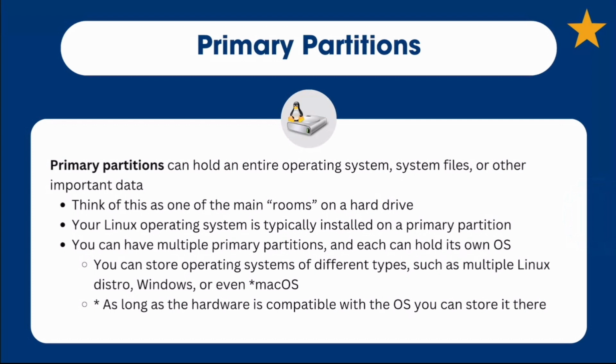Now you can have multiple primary partitions, right? You can add rooms, essentially, to your hard drive, and you can add different types of OS. So you can have two Linux distributions, right? You can run Ubuntu on one and Kali on the other. You can have totally different types of operating systems, maybe Linux on one, Windows on another, or even Mac OS on a different one. There is a caveat, right?